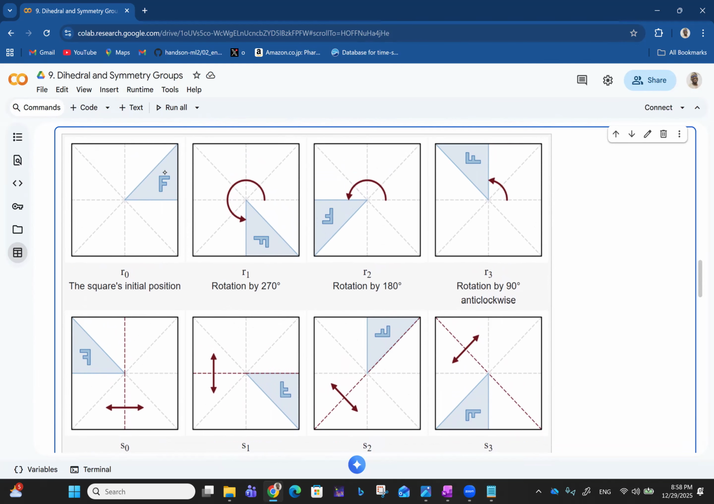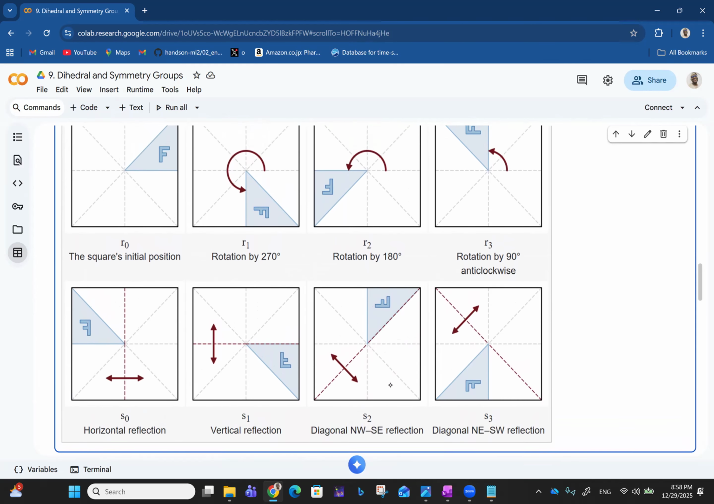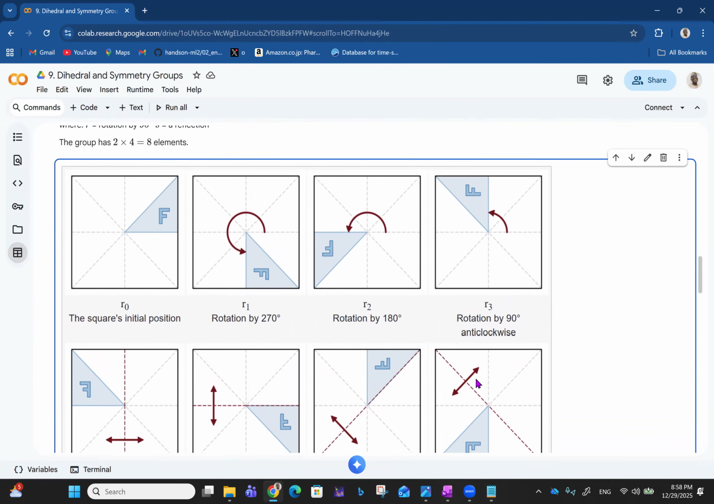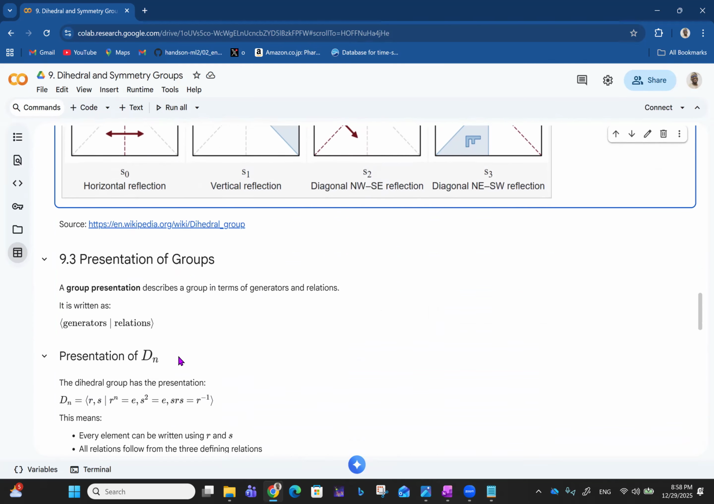Instead of the base facing down, it's now facing up because you have reflected it vertically. And then you can also have diagonal northwest southwest reflection. So you reflect this same thing across this symmetrical axis, and then the F is showing this way. Then you can also do northeast southwest reflection, and you have this way. So those are the four. So you have the four rotations and the four reflections like that.